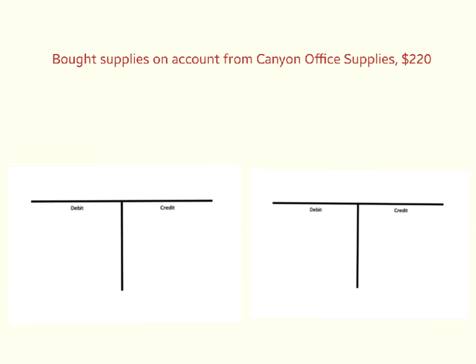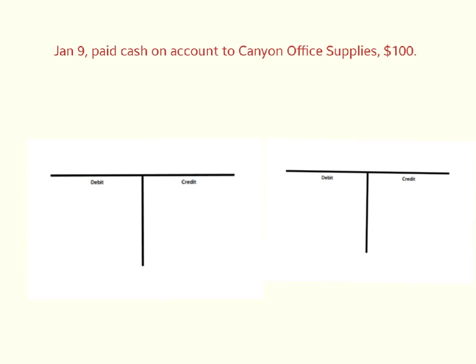Because, why? Yes, because this is a liability. And to increase the liability, you have to increase it on the right side. Perfect. Okay, now let's take a look at this one.